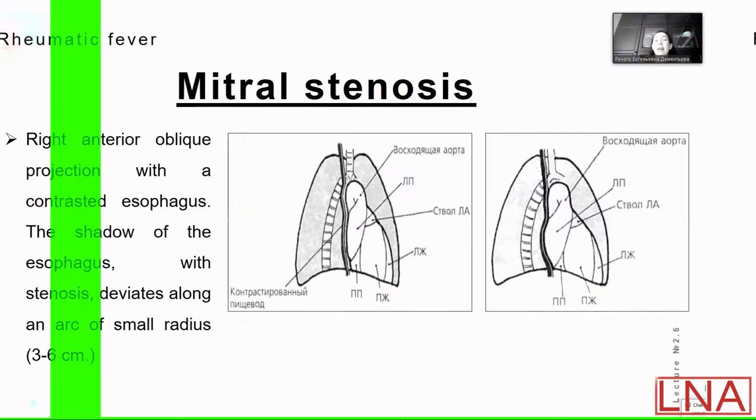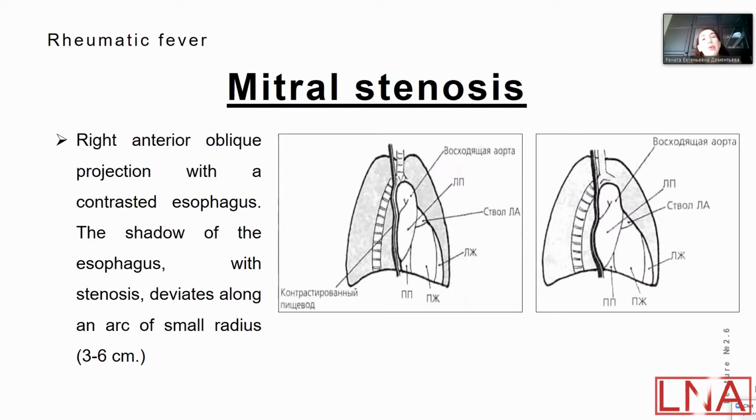Surely, in the modern conception, in modern time, we will confirm our diagnosis using ultrasound method or ECG. What we can find on ECG, on X-ray in a patient with mitral stenosis. Right anterior oblique projection with a contrasted esophagus. During the use of contrast, it will be fixed on the wall of the esophagus, and we can assess the contour of the heart and its close relationship with the esophagus. And the shadow of the esophagus with stenosis deviates along an arc of small radius.